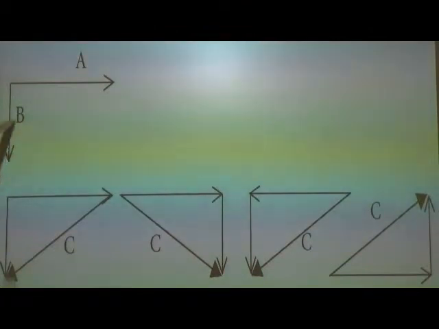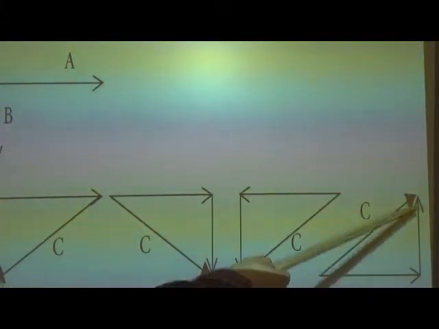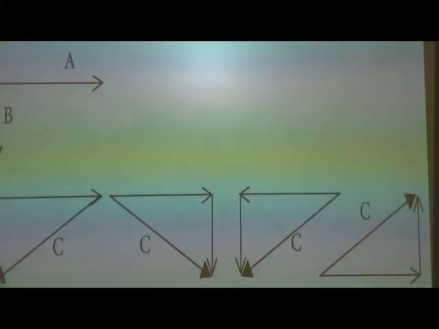Oh, wait a minute, this is just like that. That's not adding vectors. When you add vectors, it's head to tail. So number 1's not going to work. Alright, let's look at this one. Alright, so here's the hypotenuse. If this is A, is B going up? No, B is going down, so number 4 is wrong.